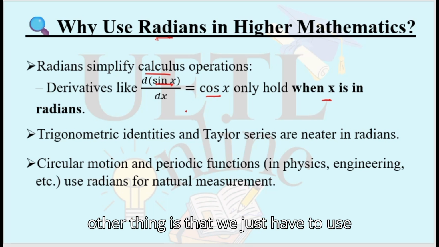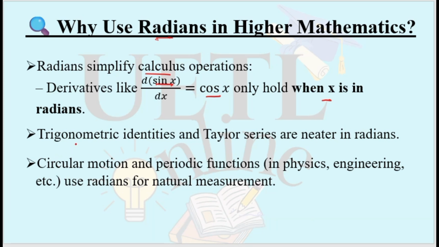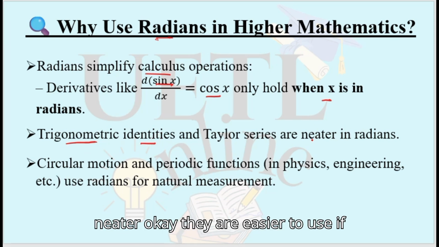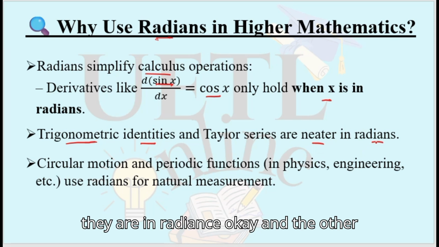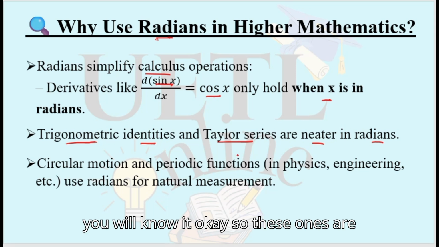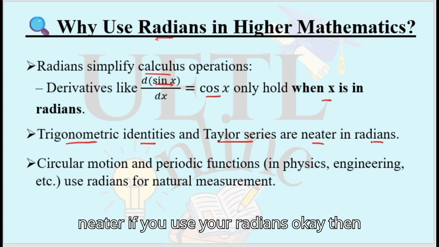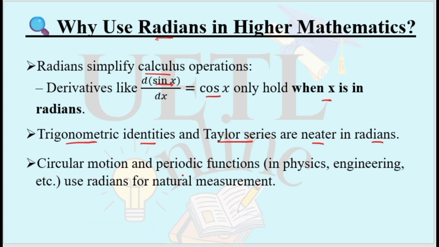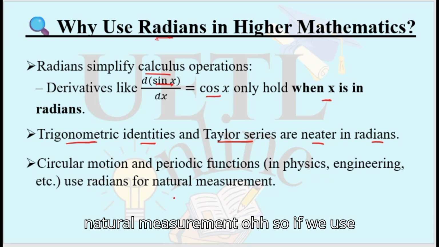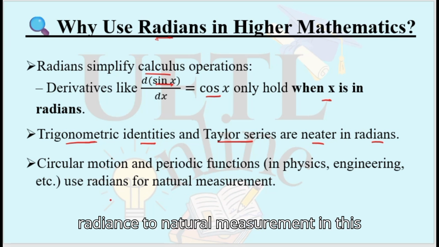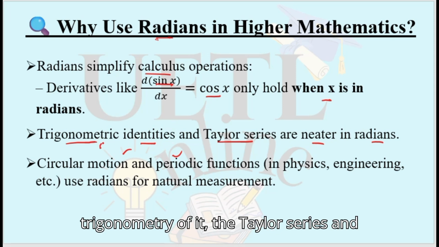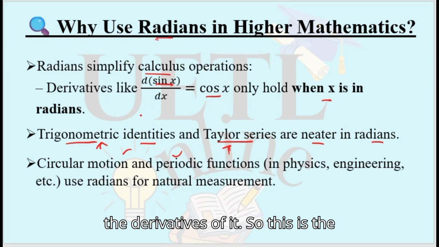So this is another reason why we use radians, to make sure that our calculus operations are easier. The other thing is trigonometric identities. These identities are neater and easier to use in radians. And the other is Taylor series. There is a series called Taylor, which I'm assuming you know or you will know. These are neater if you use radians. Then in circular motion and periodic functions, which are common in physics and engineering, we use radians for natural measurement. If you use radians for natural measurement in these ways, you can easily operate with the trigonometry, the Taylor series, and the derivatives. So this is the reason why we use radians.